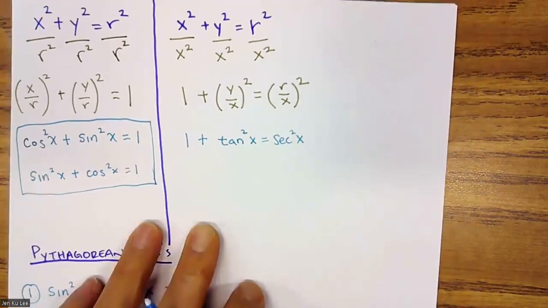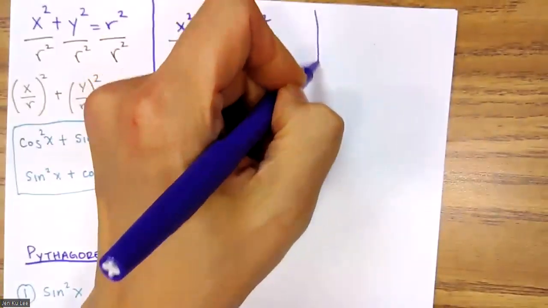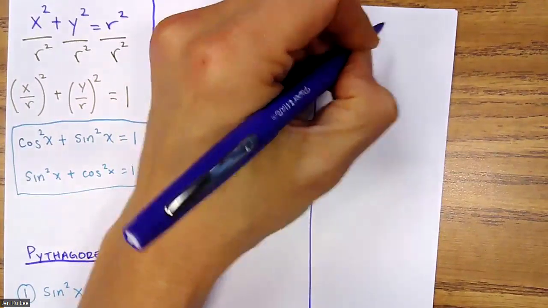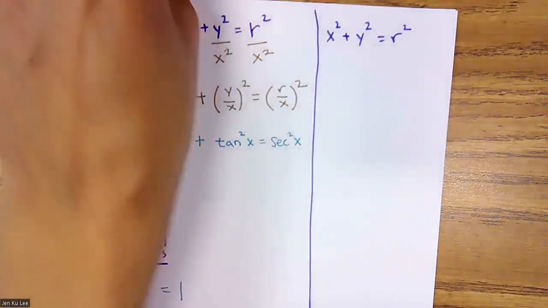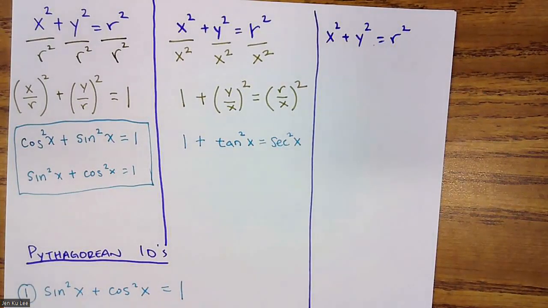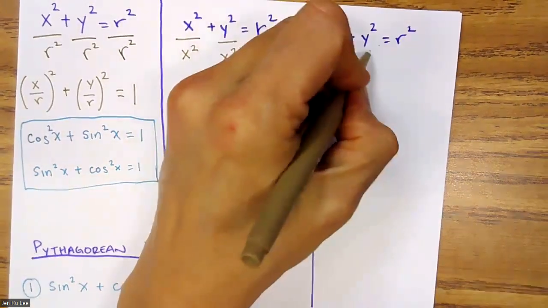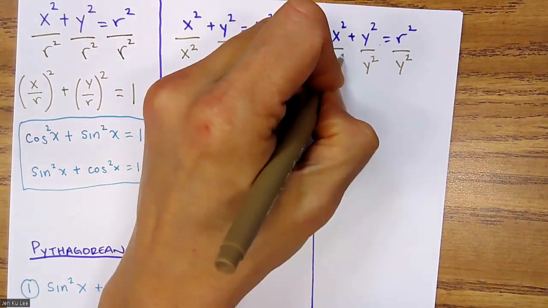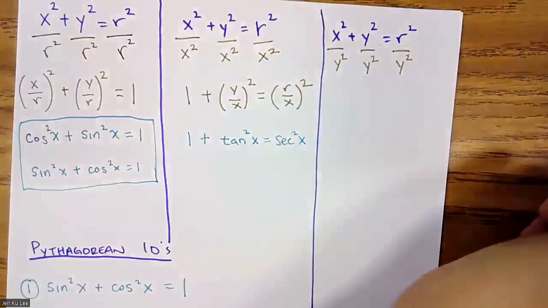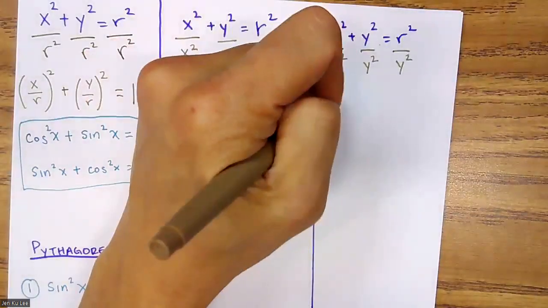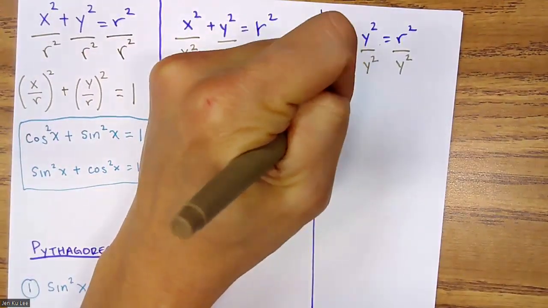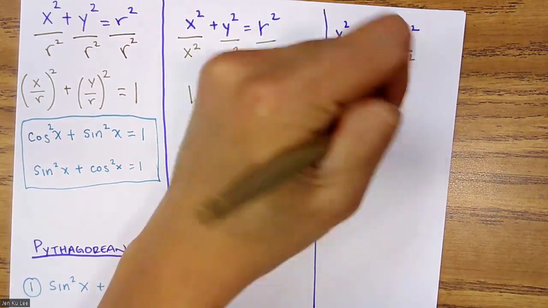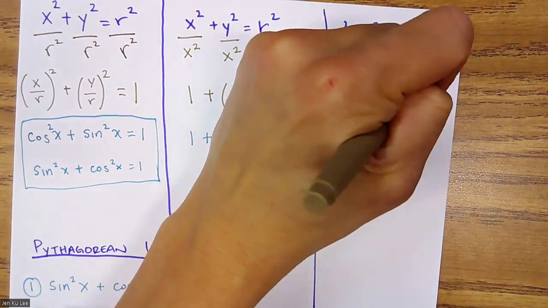And then my third one, I'm gonna start with x squared plus y squared equals r squared. The last one I did not do just yet is divide everything by y squared, right? So now I can rewrite this as x over y quantity squared plus 1 equals r over y quantity squared.